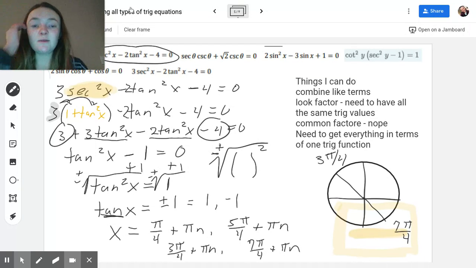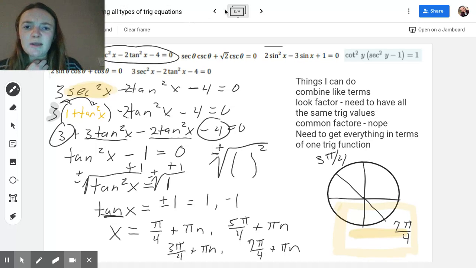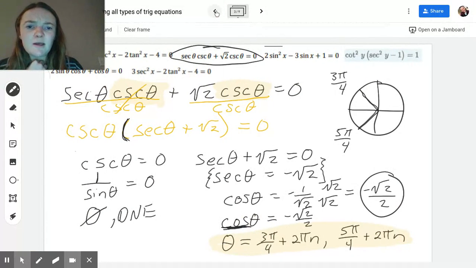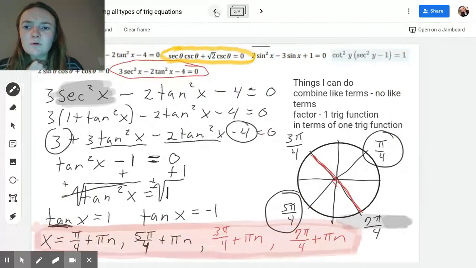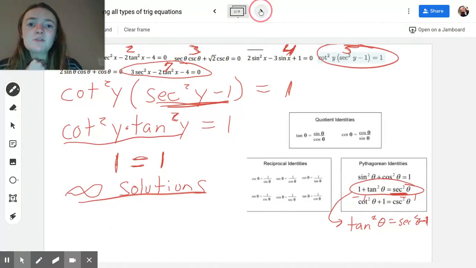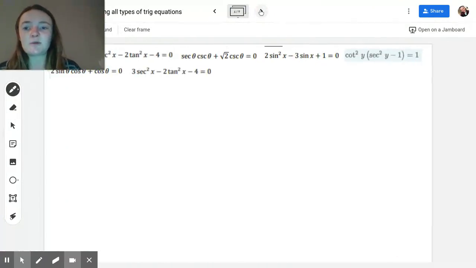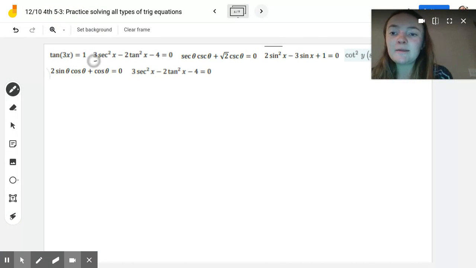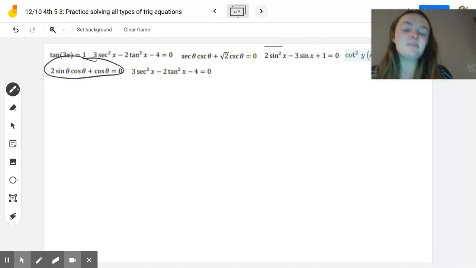All right, so I think we have time to do about one more question here. So the last question that I want to work on, if I'm remembering right, is a factoring question. We're going to work on this one here: 2 sine theta cosine theta plus cosine theta is equal to 0.